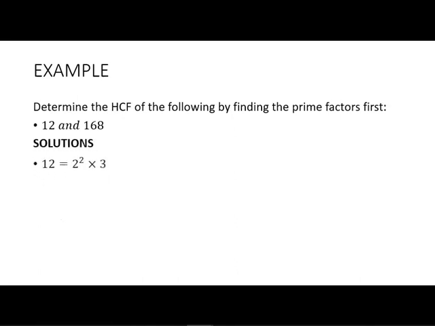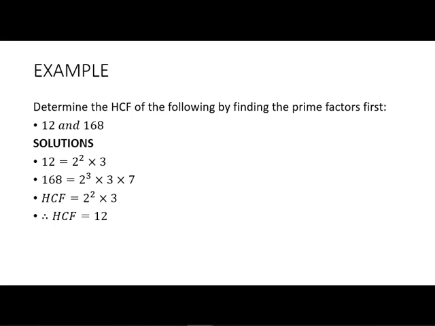Here we'll have 2 squared times 3, and then we have 2 cubed times 3. So now we have 2 common bases, which is 2 and 3. So 2 will be represented as part of your HCF, but only the 2 with the lowest exponent will be part of your HCF, which will be 2 squared. And the 3 will also be part of the HCF, but you only take the 3 with the lowest exponent, which is 1 here. You just find the product of the 2 to get your highest common factor, and your highest common factor will be 12.